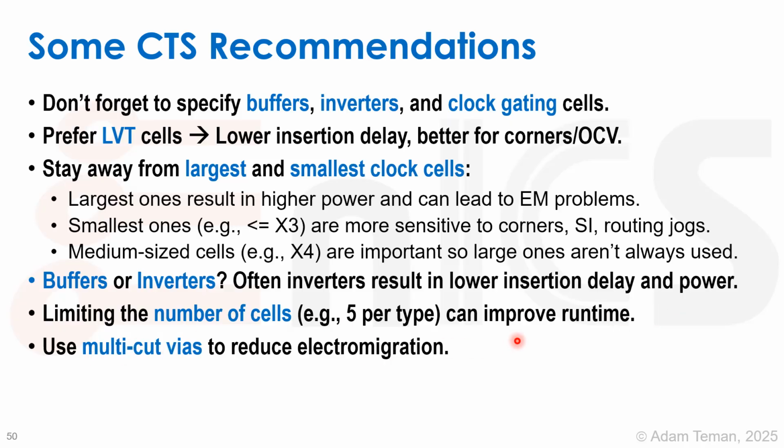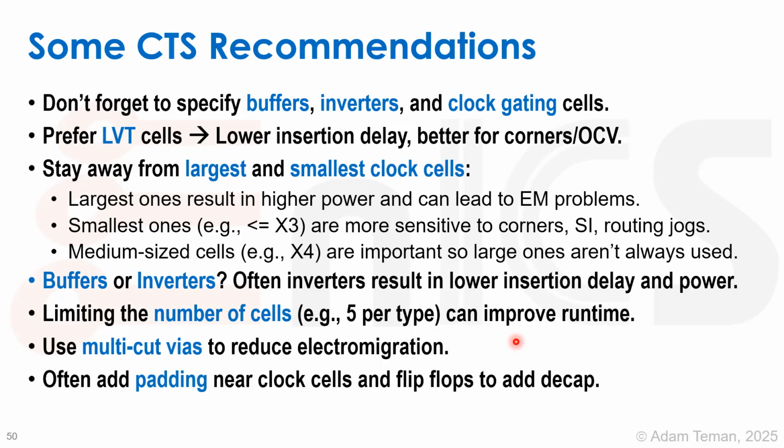So multi-cut vias means that we have a lot of vias on clock nets and so forth. And again, we have this problem of electromigration. We have high current density. More vias means that the current density is lower, and then we can be better for electromigration.